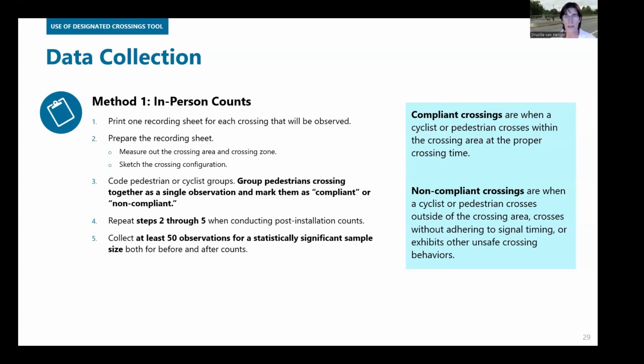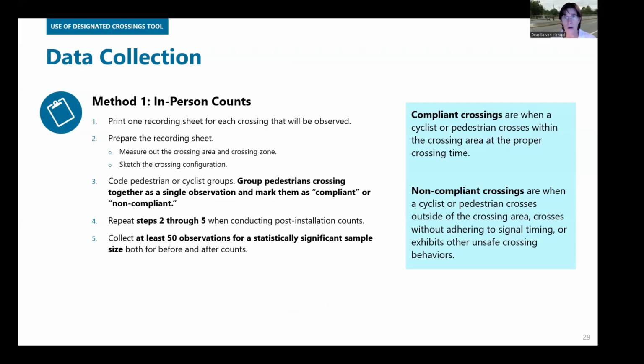It is fine to collect the observations over multiple times, again, staying within the same time windows for the before and after. In thinking about how to code the observations of people going across the street, we indicate a compliant crossing is observed when a cyclist or pedestrian crosses within the crossing area at the proper crossing time.